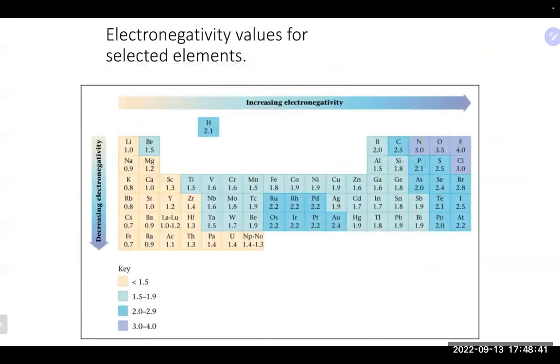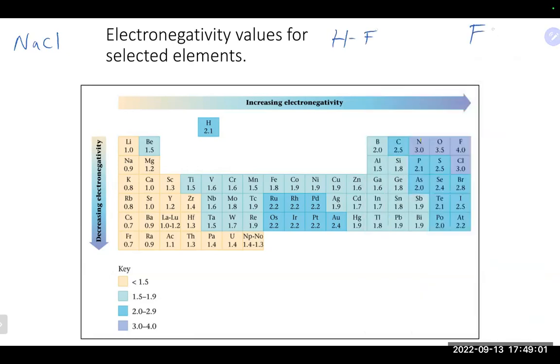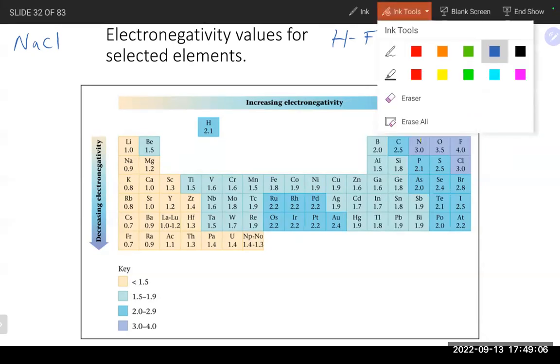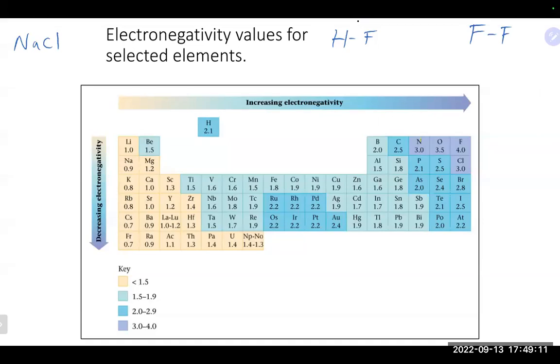So this is a table of electronegativity values. If we look at some of the ones that we did previously, I think we had some sodium chloride, we had some HF, and we had some F2. If we were to use these values, we would simply find each of these elements. So sodium there is 0.9. And chlorine is 3.